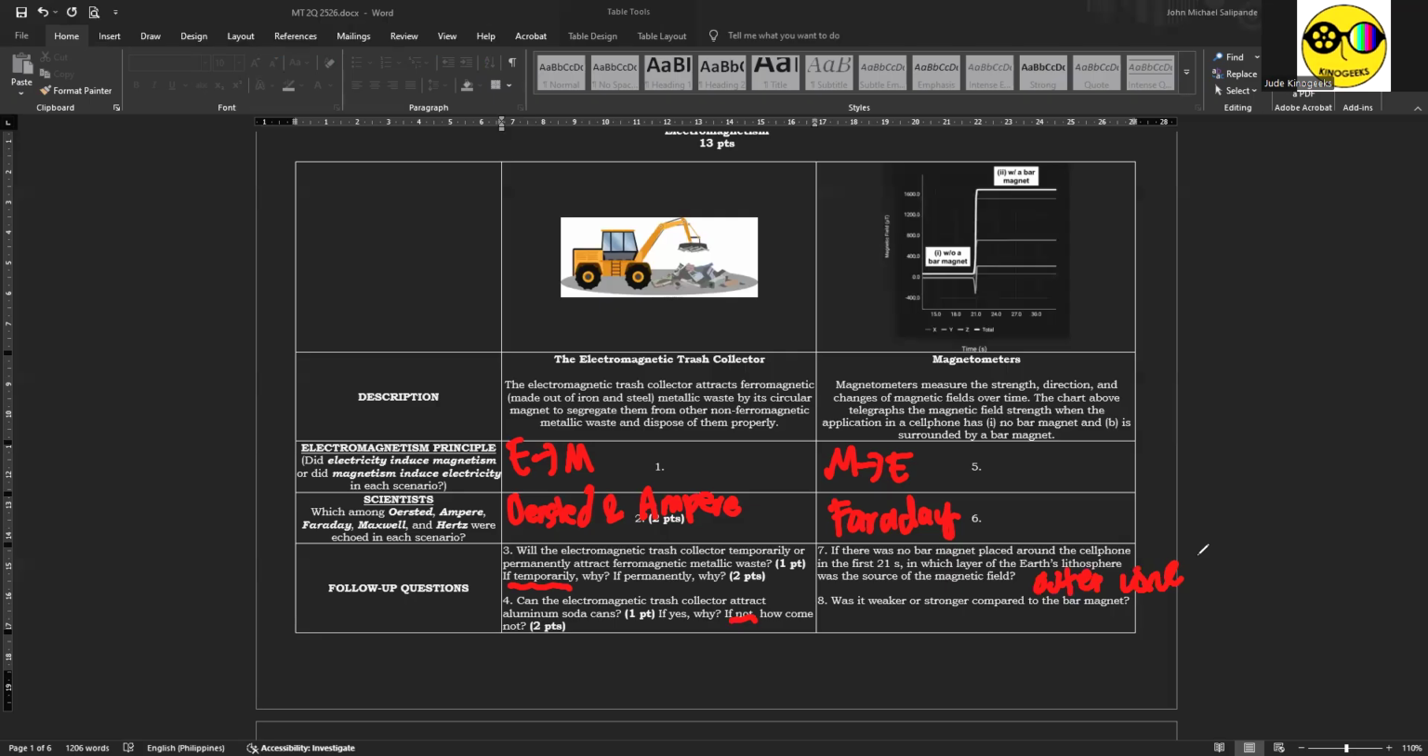Okay? And was it weaker or stronger compared to the bar magnet? So the magnetic field contributed by the outer core is actually weaker compared to the bar magnet, because as you can see in the data, the numbers, no, they are significantly less, a lesser or weaker field compared to the bar magnet itself. Okay, so I had four examples for electromagnetism, and I was able to insert electric motors and generators in our first two examples.